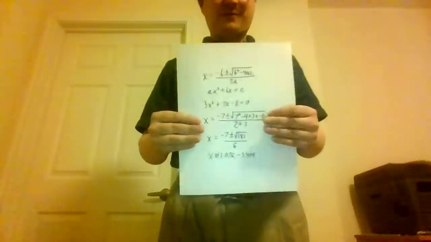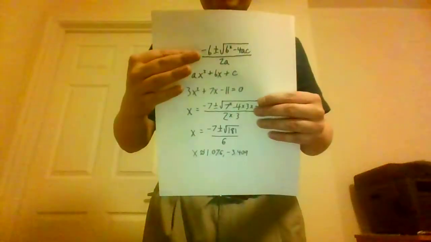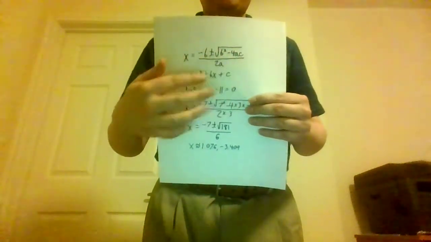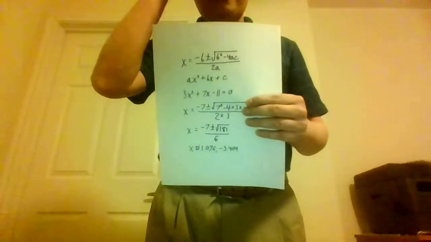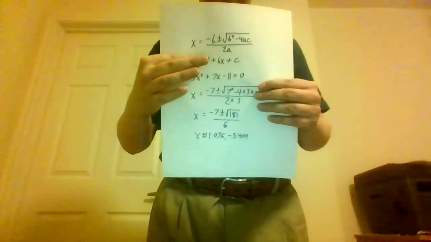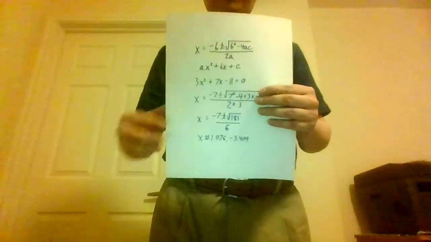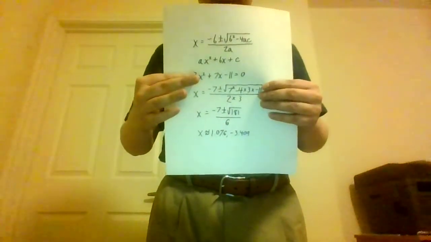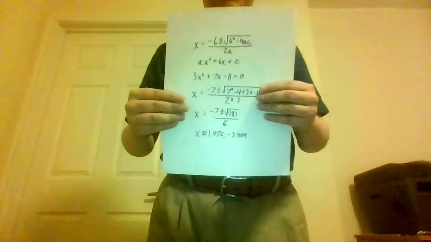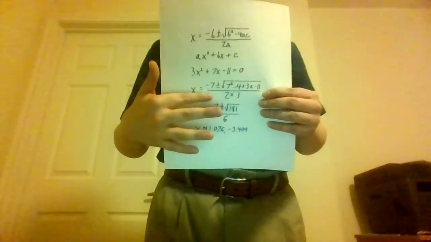When factoring is not enough to solve a quadratic equation, use the quadratic formula. The quadratic formula is this: x equals negative b plus or minus the square root of b² minus 4ac, all divided by 2a. A, b, and c are coefficients for ax² + bx + c. For example, let's use the equation 3x² + 7x - 11 = 0. You simply plug the coefficients into the quadratic formula.